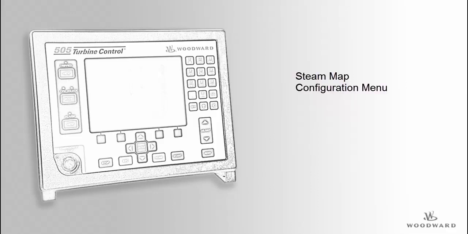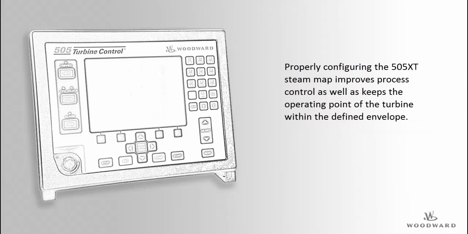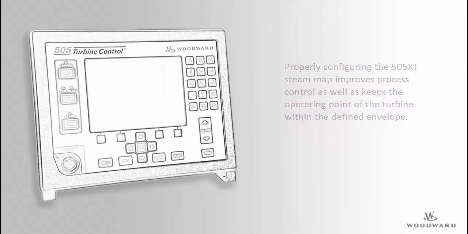Then we will review how to program the 505XT admission steam map from OEM performance maps using the steam map configuration menu pages. Properly configuring the 505XT steam map improves process control, as well as keeps the operating point of the turbine within the defined envelope.